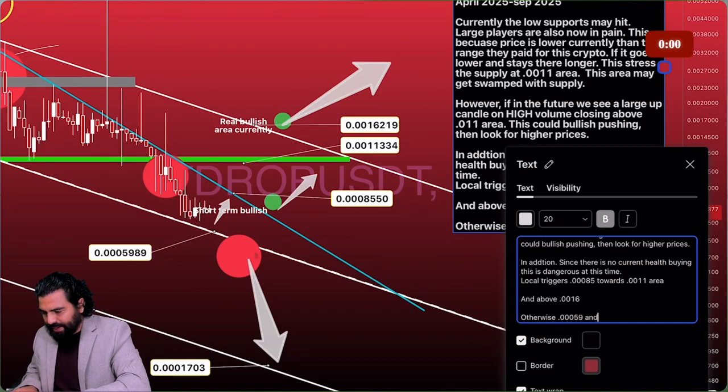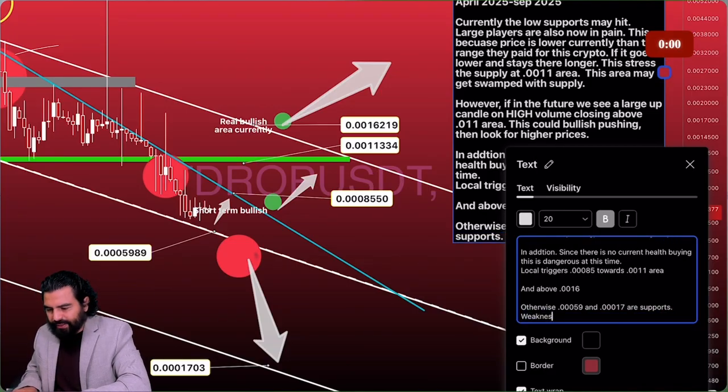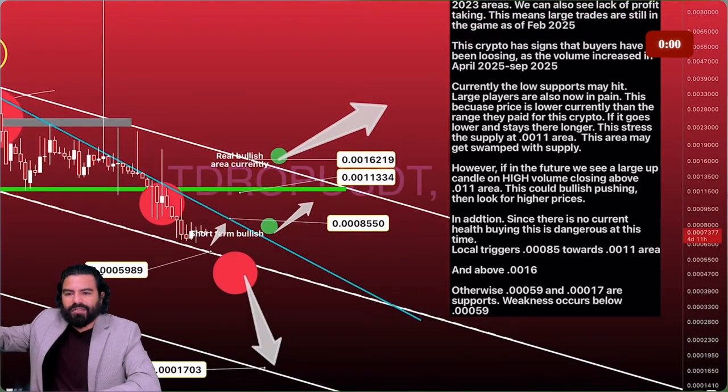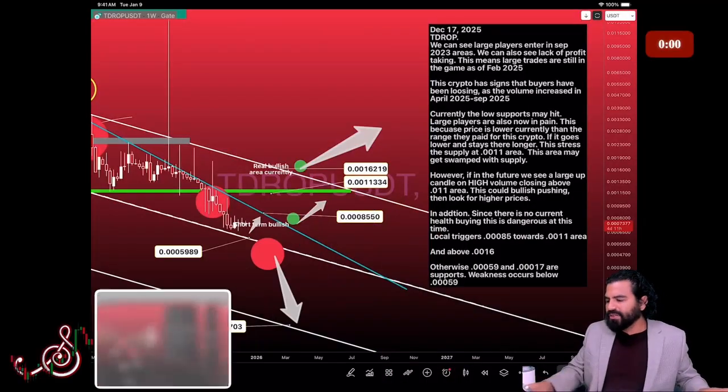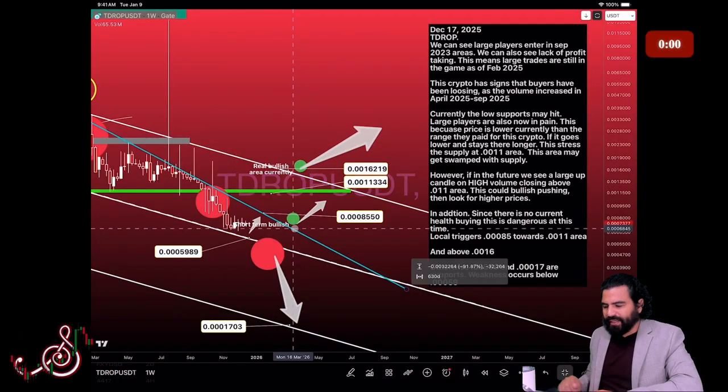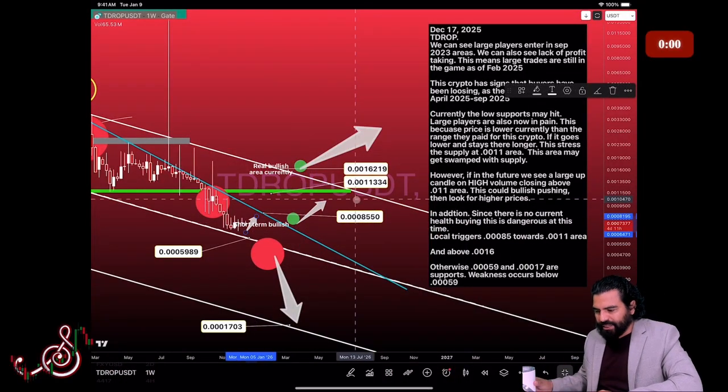Otherwise, 0.00059 and 0.00017 are supports. Weakness occurs below 0.00059. All right, that's going to be an in-depth analysis regarding this crypto. Take a screenshot. Hope you guys learned stuff. You can use this map or these arrows to help you gauge importance.